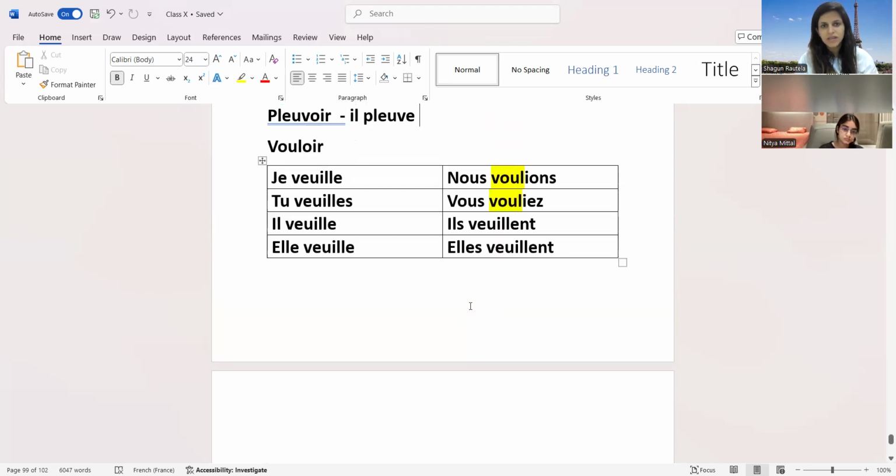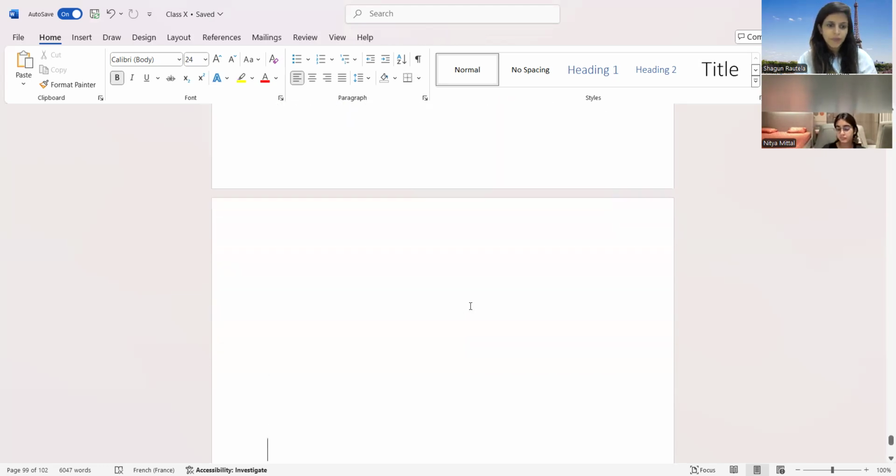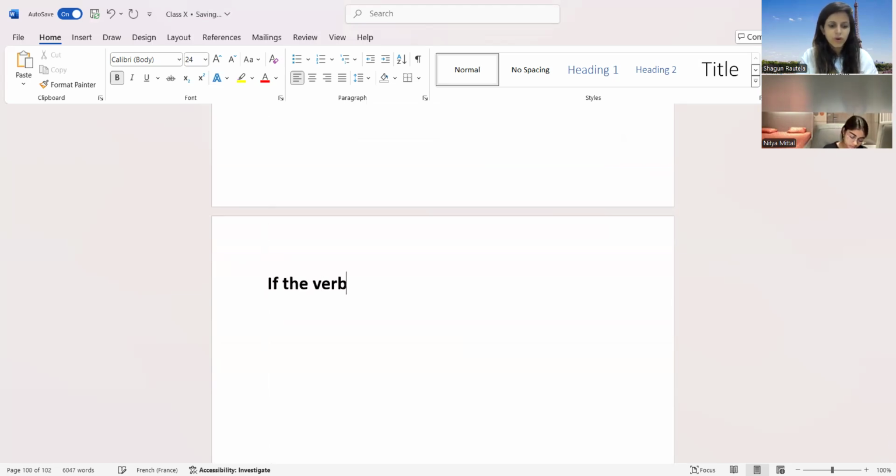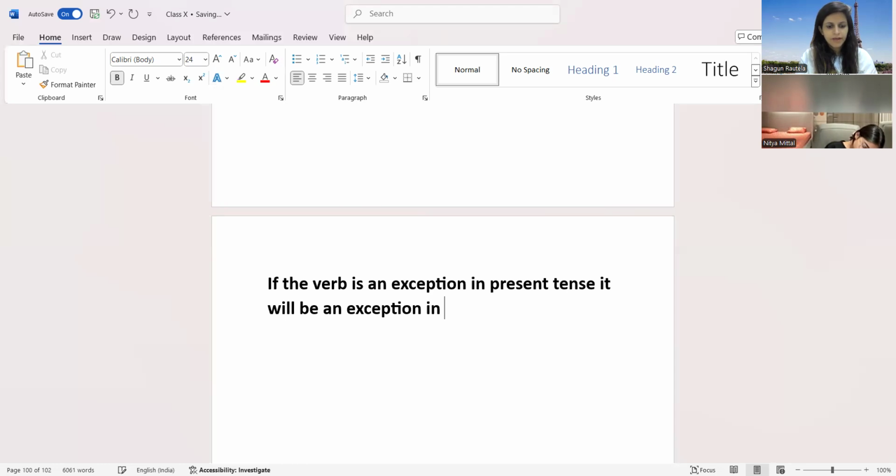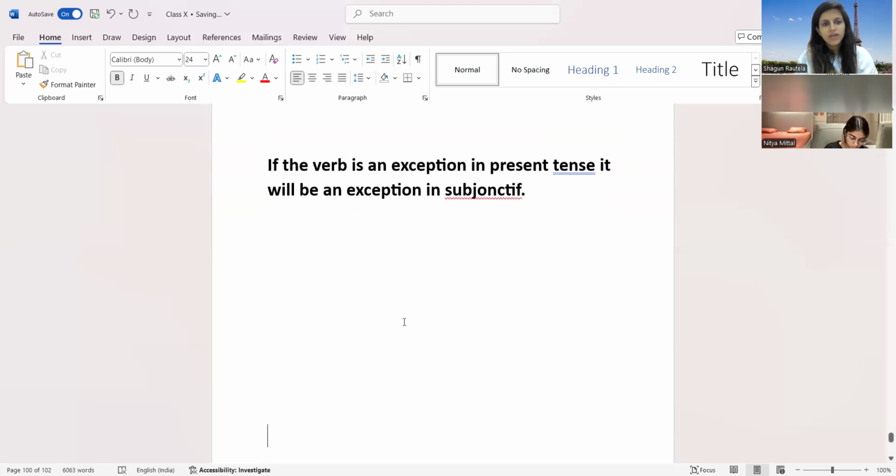Okay, this is done. Can I scroll down? Okay. I want you to write this line as well. If the verb is an exception in present tense, it will be an exception in subjunctive. So what does this line mean? I'll explain it to you with the help of the verb boire.